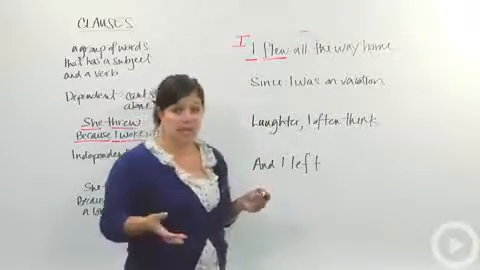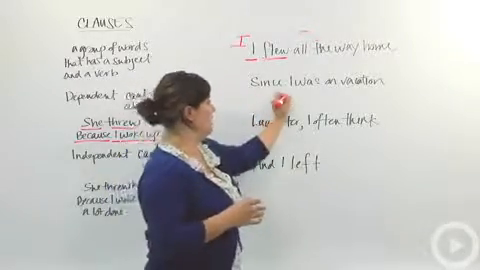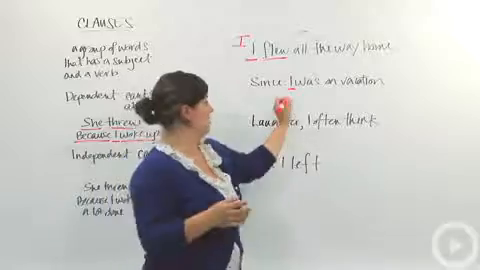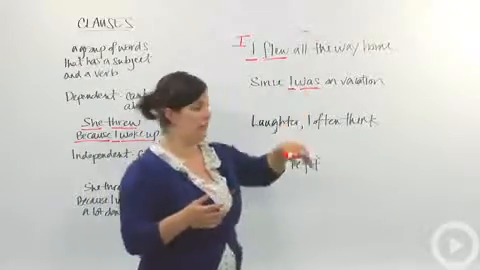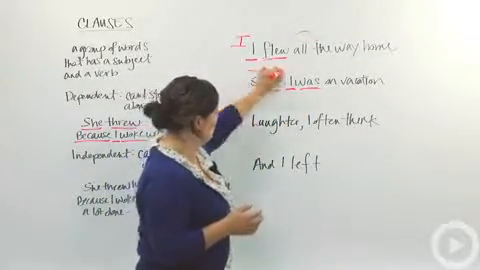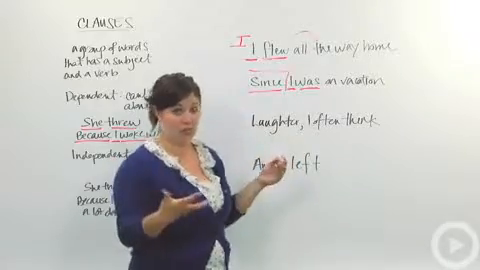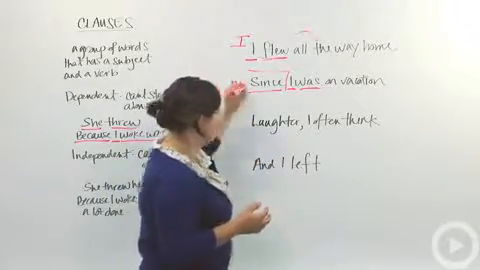All right, "since I was on vacation." We've got a subject, I, and I was in a state of being, on vacation. But I've got this word since that begs more information. So I've got a dependent clause.